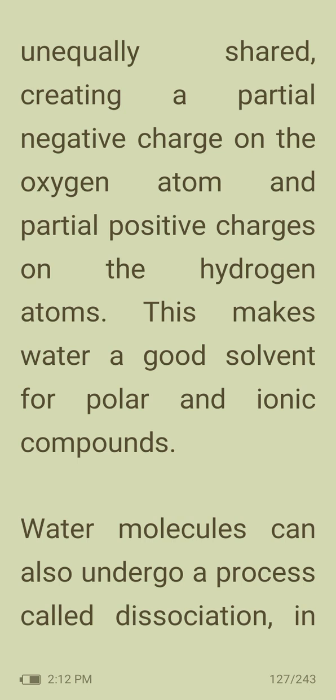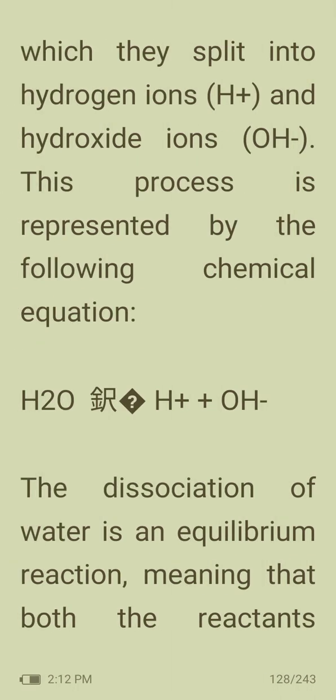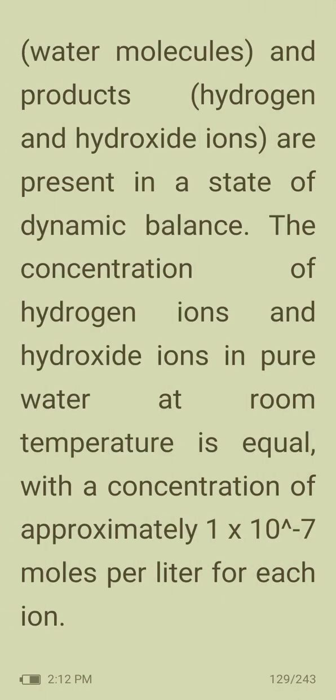Water molecules can also undergo a process called dissociation, in which they split into hydrogen ions H+ and hydroxide ions OH-. This process is represented by the following chemical equation, where H2O gives H+ plus OH-. The dissociation of water is an equilibrium reaction, meaning that both the reactants, water molecules, and products, hydrogen and hydroxide ions, are present in a state of dynamic balance.